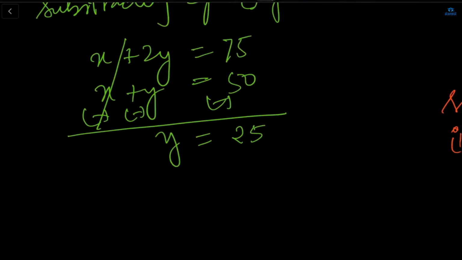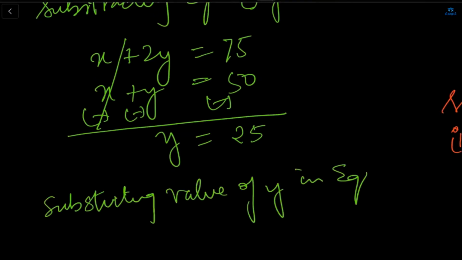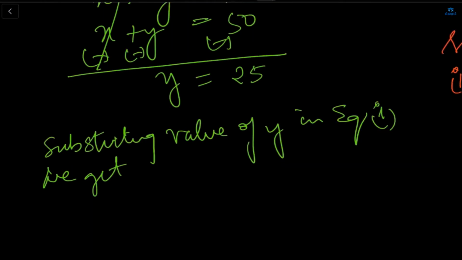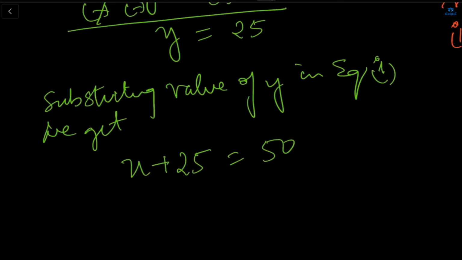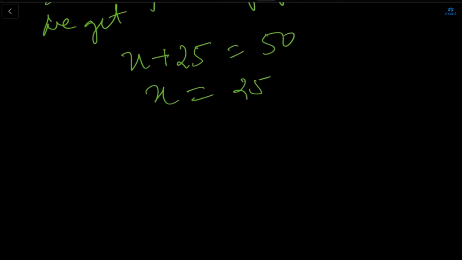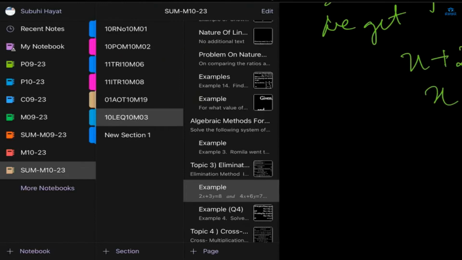Now we have to find the value of X. How can we find it? Substitute the value of Y in the first equation. We get X plus 25 is equal to 50, so X is equal to 25. So how many 1 rupee coins does she have? She has 25. So both the numbers of coins that she has are 25 and 25. Any doubt?